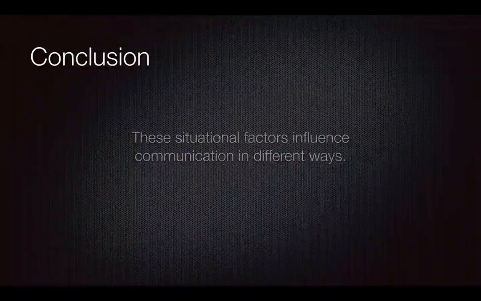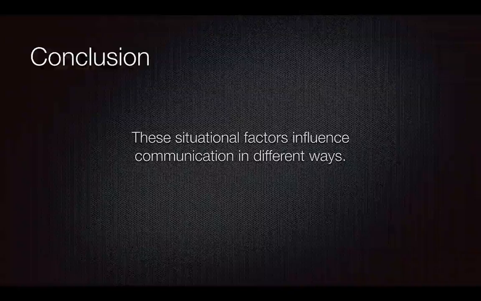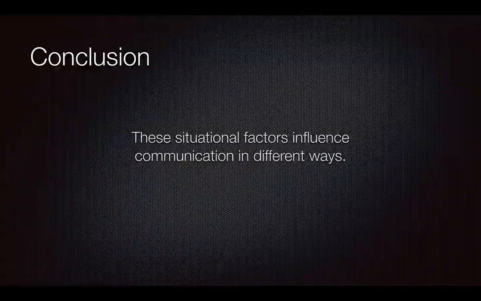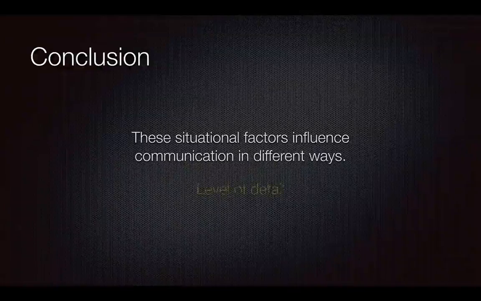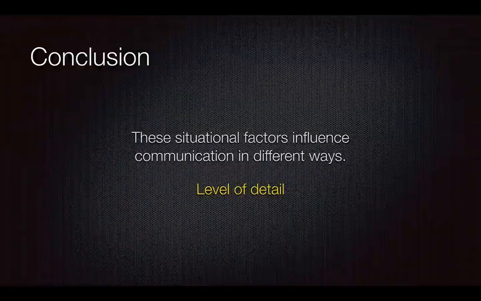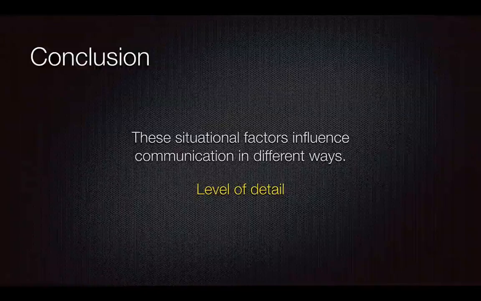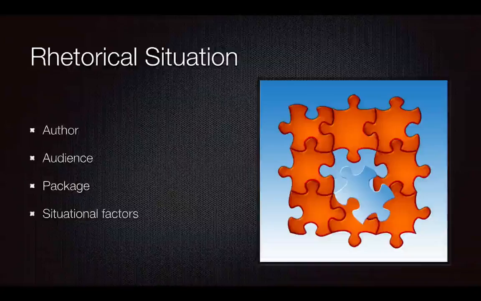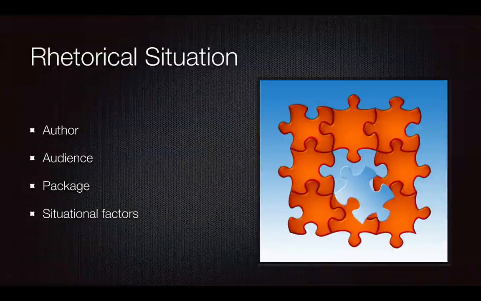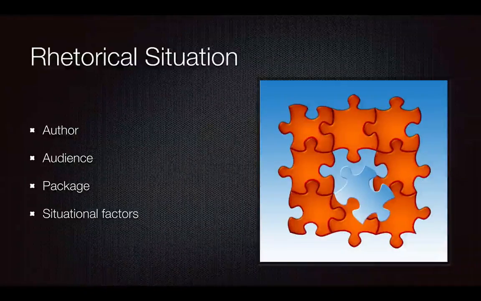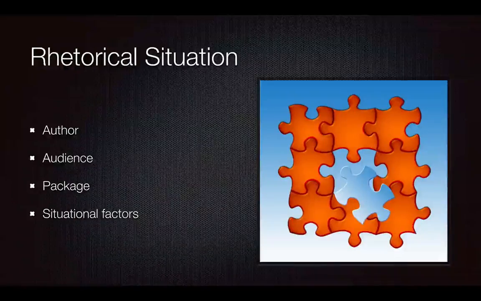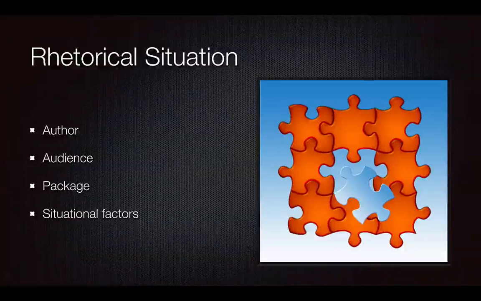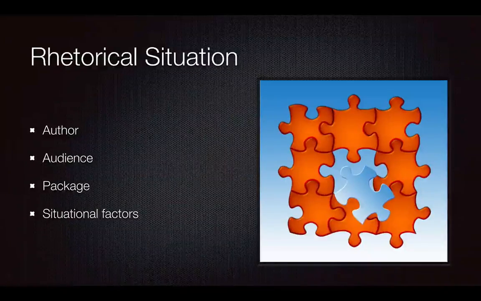So in conclusion, these situational factors influence communication in a number of different ways, most important of which is the level of detail that we need to provide to those particular audience members. In conclusion, the rhetorical situation has a series of parts in order to shape effective communication. We've taken time to cover each of these areas, with the situational factors being the last piece of the puzzle that builds us effective communication.